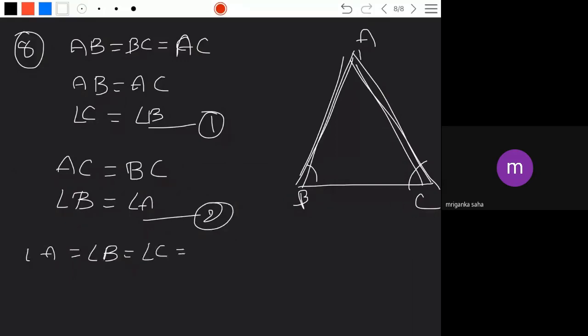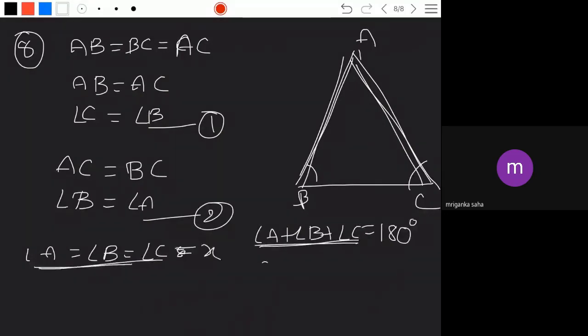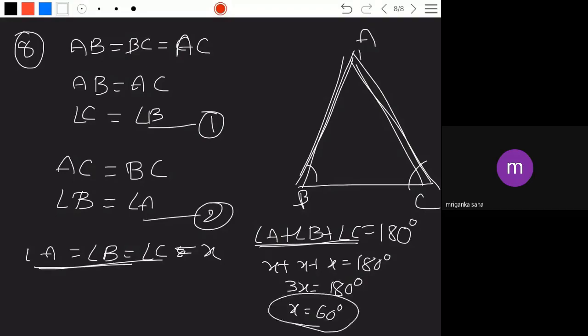Their sum is angle A plus angle B plus angle C is equal to 180 degrees. All three are equal, so let each be x. x plus x plus x is equal to 180 degrees. 3x is equal to 180 degrees. x is equal to 60 degrees. Therefore angle A is 60, angle B is 60, angle C is 60. All are 60 degrees. This is the proof.